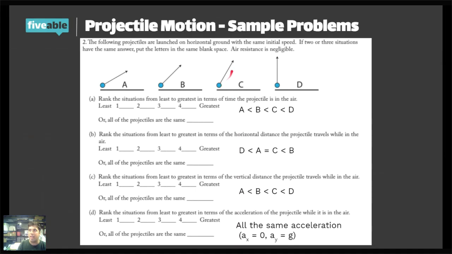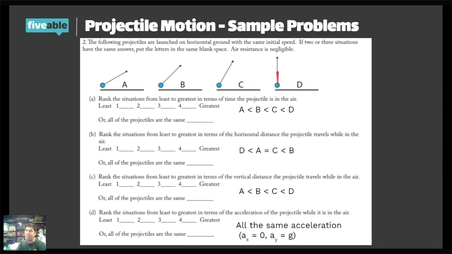And then A is thrown more vertically than B, so that should be in the air longer. B is in the air more or vertical than A, so A is the shortest time in the air because you pretty much threw it sideways. B has more, C has more, and D has the most because it's thrown straight up in the air. Horizontal distance. This is the one we're looking for, the 45, in which case it's letter B. B should be the most.